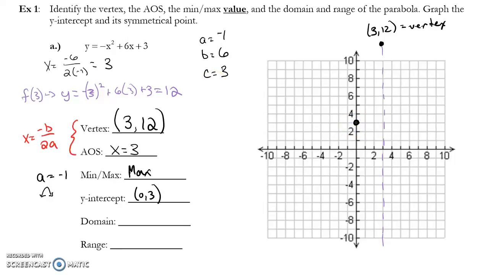I now know what one branch of this parabola is going to look like. This is a curve, so I'm not going to draw a line. I'm not going to take a straight edge out. I am going to curve this, start at the vertex, and go down.